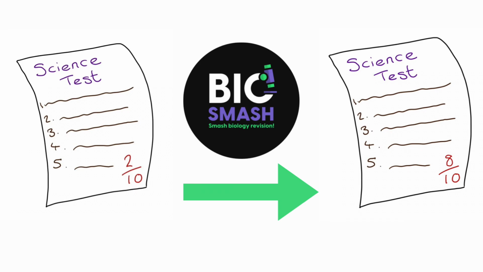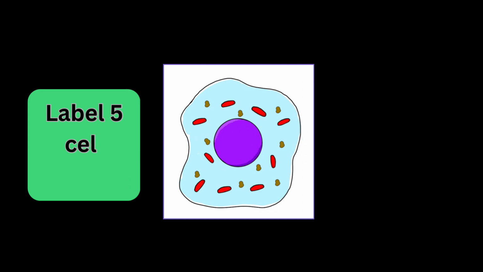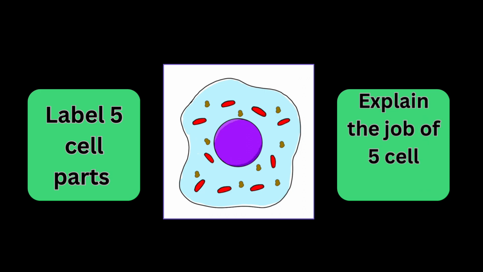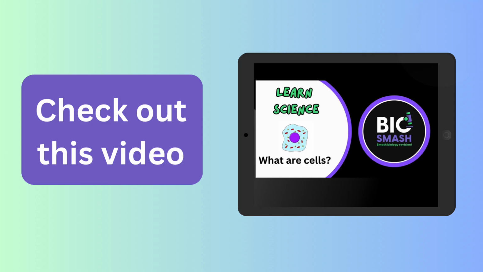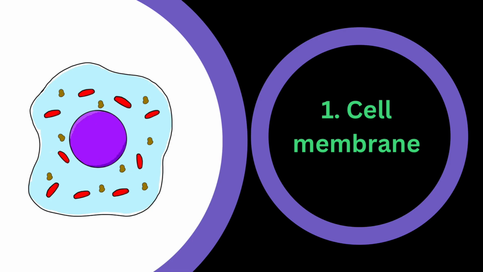So let's get started. By the end of this video, you should be able to label 5 important parts of this cell and explain the job of each cell part. If you need a bit of help reminding yourself what cells are, why not check out our video, What Are Cells? The first cell part that you need to know is a cell membrane.